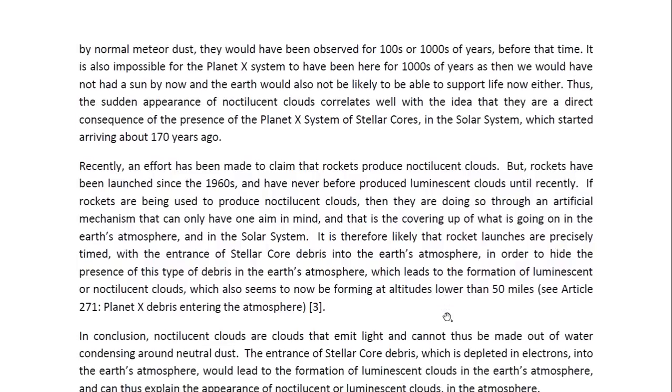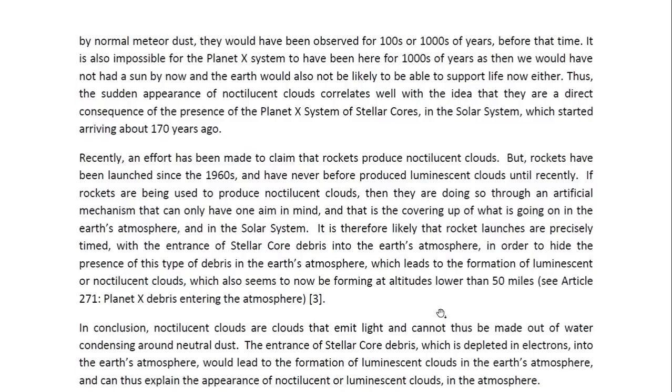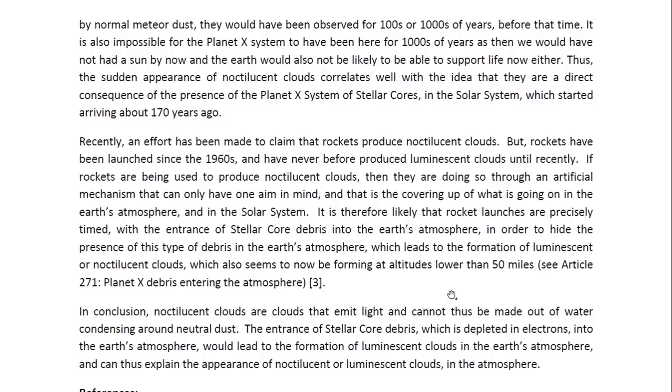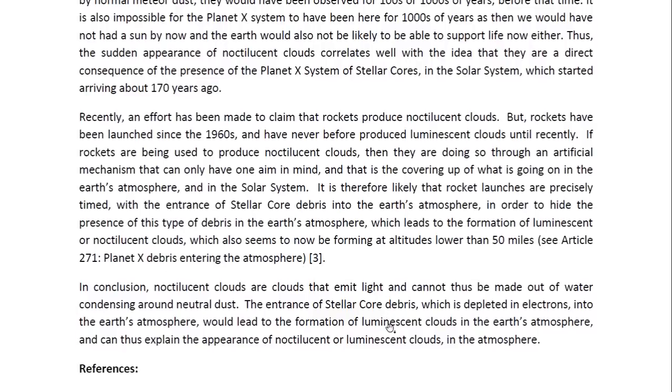It is therefore likely that rocket launches are precisely timed with the entrance of stellar core debris into the Earth's atmosphere in order to hide the presence of this type of debris in the Earth's atmosphere, which then leads to the formation of luminescent or noctilucent clouds, which also seem to now be forming at altitudes lower than 50 miles. And you may look at article 271 entitled Planet X Debris Entering the Atmosphere.